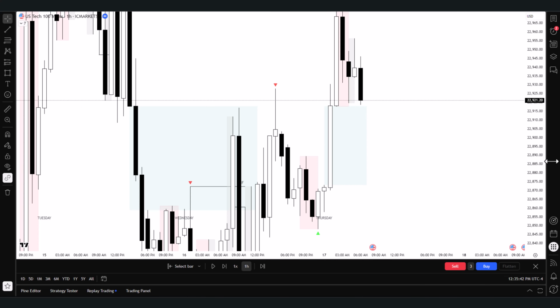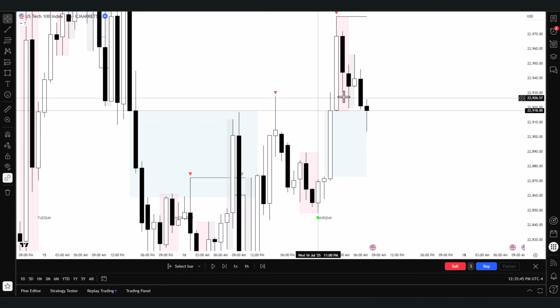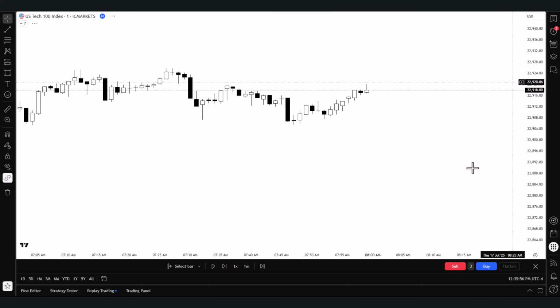6 a.m. Yes, 7 a.m. Price sweeps the London low. That means our bias becomes buy and it also taps into the key level. That means our step 2 is done. Now wait for more confirmation.